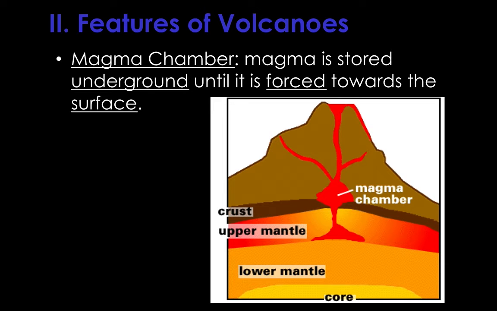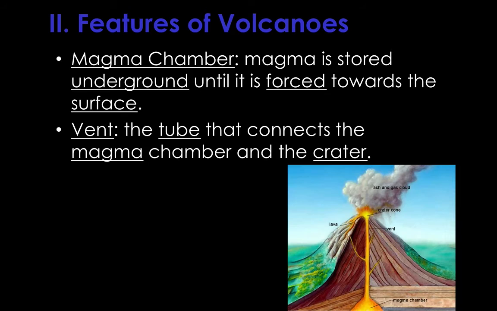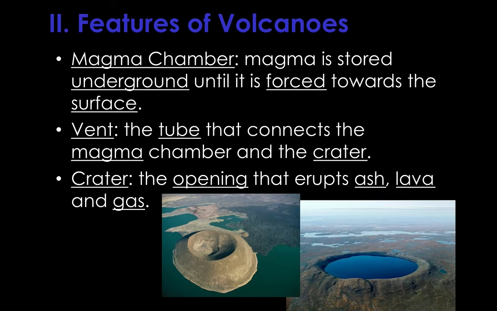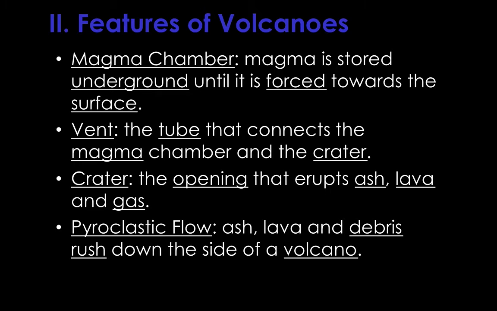And as it gets forced up through the surface, it's going to travel through the vent, which is the tube that connects the magma chamber and the crater. So the magma is going to rise up through there if it is allowed to, basically, and if there's enough pressure built up inside. And if it makes it all the way up there to the crater, which is the opening that erupts ash, lava, and gas, then that's when you're going to have an eruption of some kind.